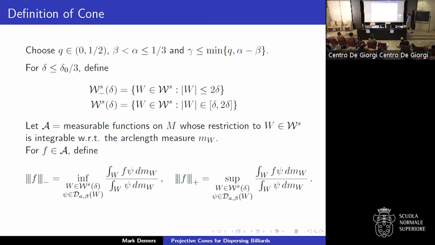No. I don't want to take a WS minus for these. These are going to be averages on curves of a definite length. So this one. This is a supremum, and that's an infimum. So I'm looking at the smallest and largest possible averages here on these curves of a fixed length scale.